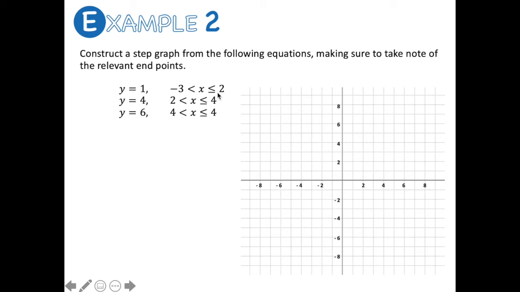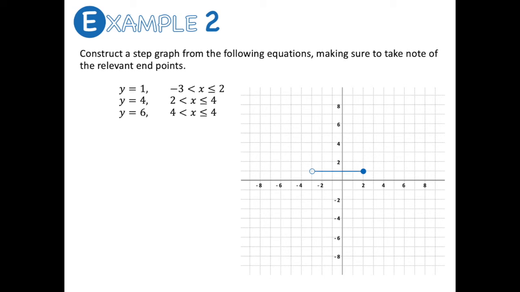So we can go to our Cartesian plane, and for x is equal to -3, we can put an open dot at y is equal to 1. Then we can put a closed dot at x is equal to 2 because we're using our boundary markers from our question. And then we can join those dots with a straight line.